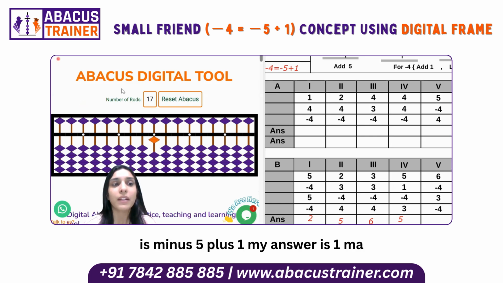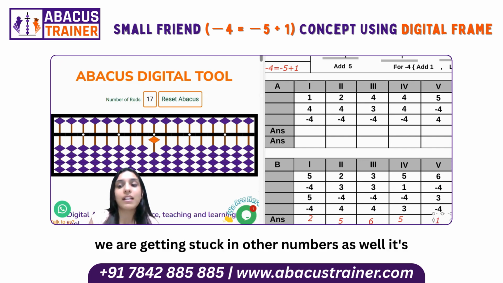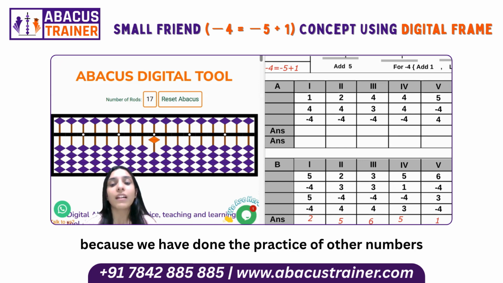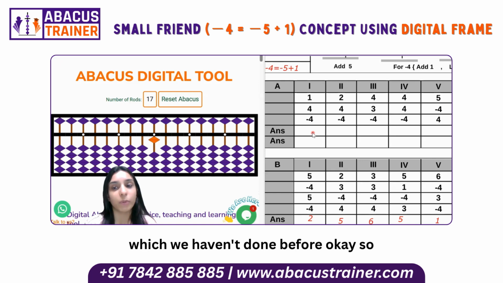My answer is 1. Ma'am, why have you written just the formula of minus 4? We are getting stuck in other numbers as well. It's because we have done the practice of other numbers. In today's class, we are doing the practice of minus 4, which we haven't done before, okay?